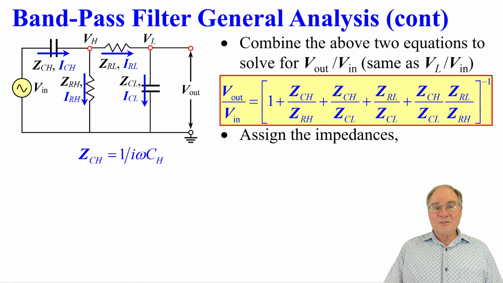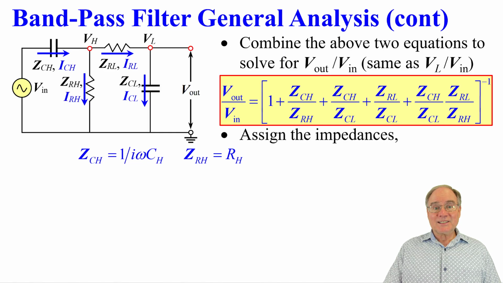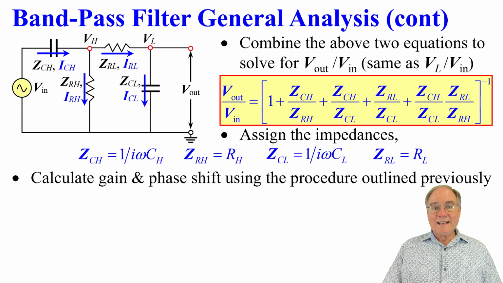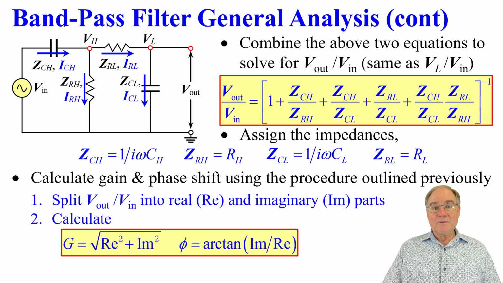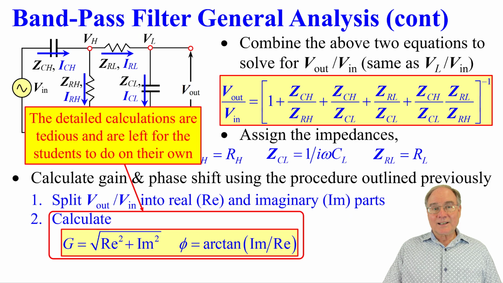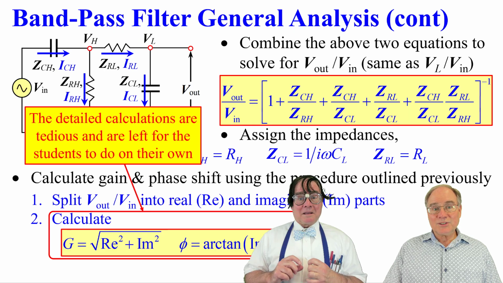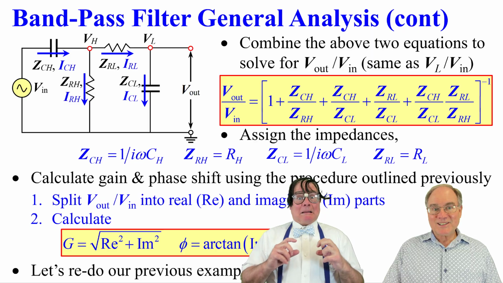Here's the impedance for the capacitor in the high pass filter portion, and similarly the resistance. We also assign the low pass capacitor and resistor. We can now calculate gain and phase shift using the procedure I described previously. Namely, we split Vout over Vin into real and imaginary parts. The magnitude will be the gain, and the phase shift is the arctangent of the imaginary part over the real part. The detailed calculations are rather complex or tedious, and I'll leave those for the students to do on their own. Now let's redo our example problem.